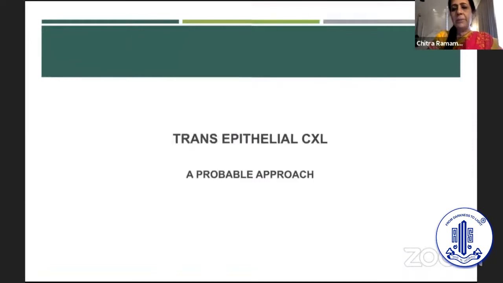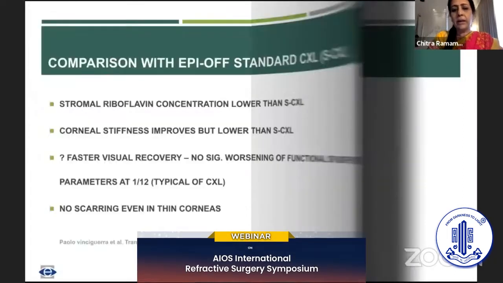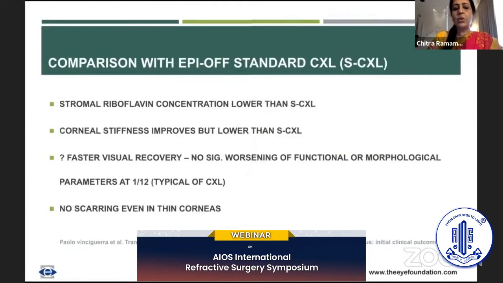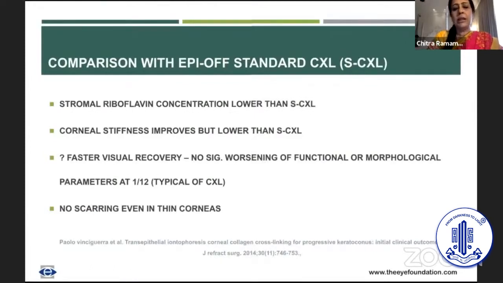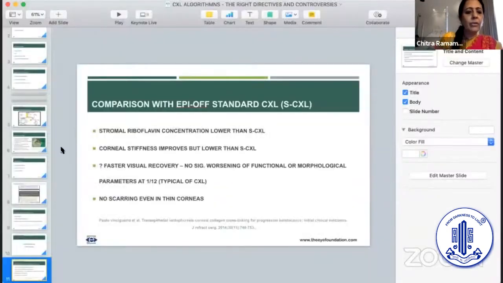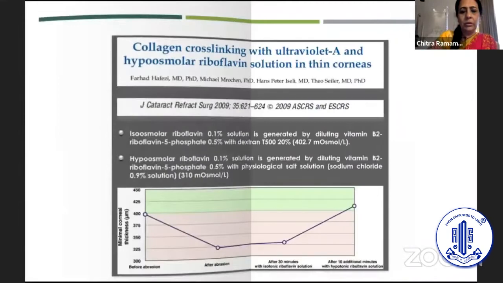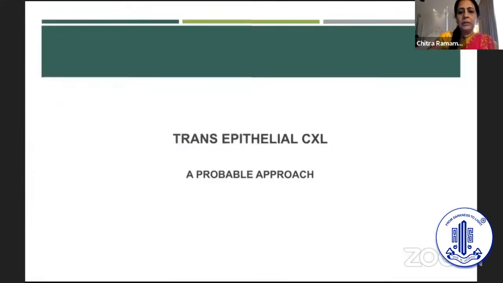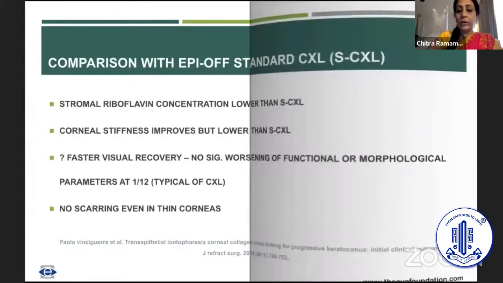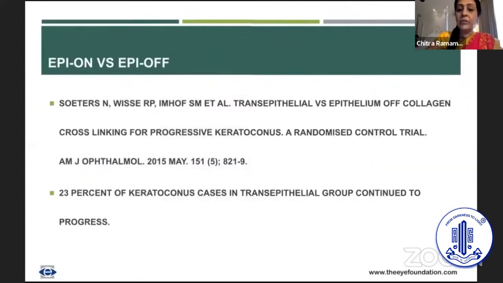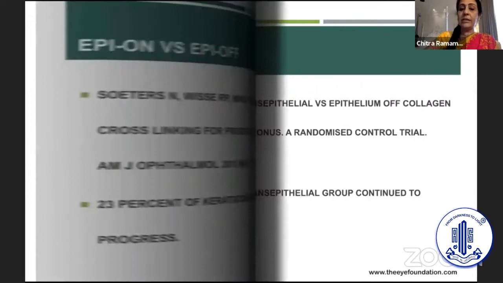Then again, the transepithelial cross-linking was gaining footage, and probably it had a role to play. But again, comparison showed that the stromal regular standard cross-linking was way better than the transepithelial. And more importantly, we also got to know what's not moving. Sorry. We also got to know that although no scarring was evident, 23% of the keratoconus eyes actually progressed in the transepithelial group.